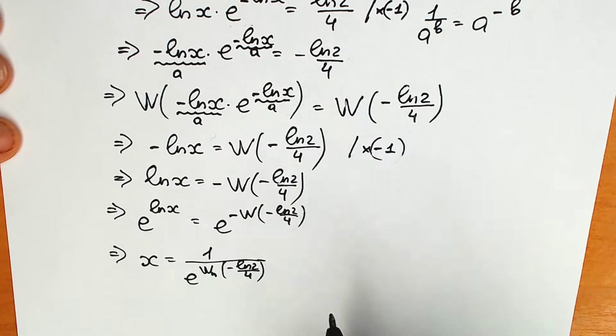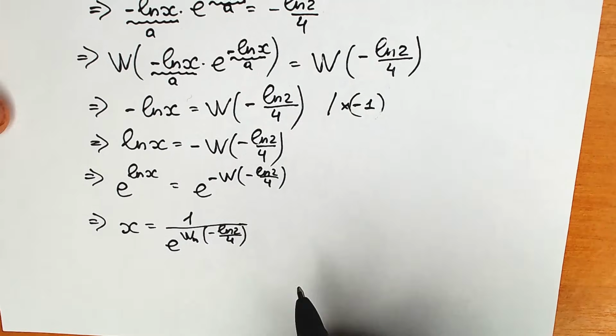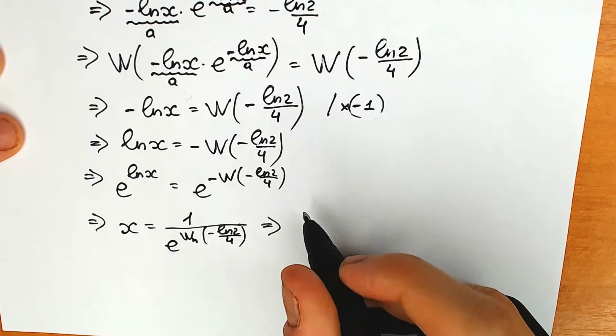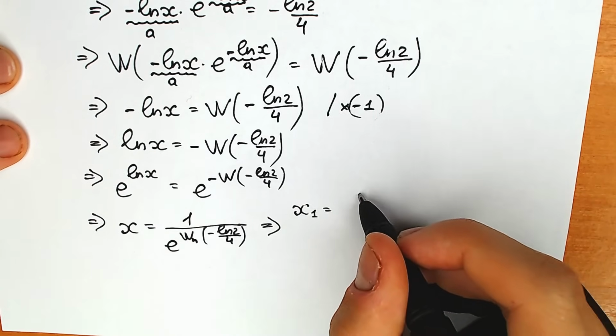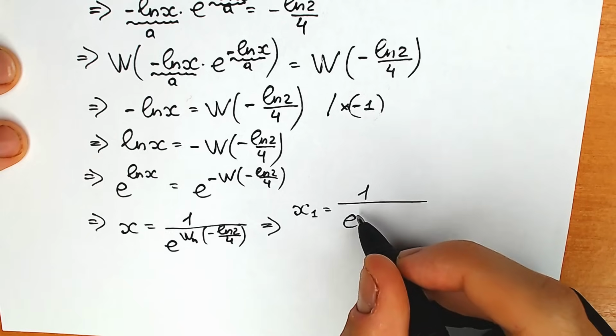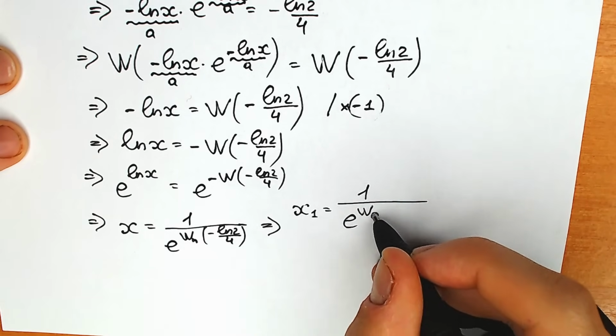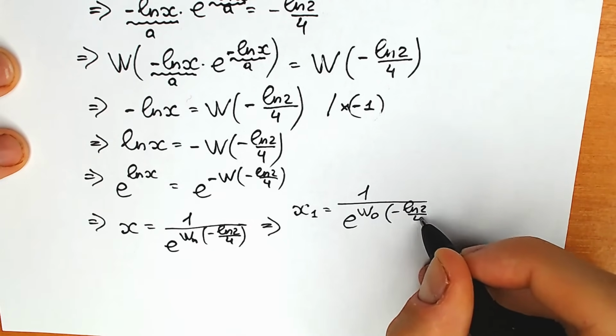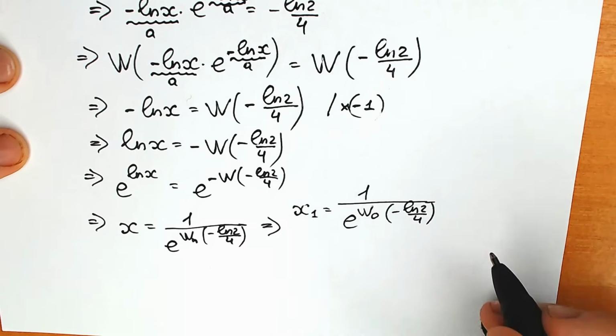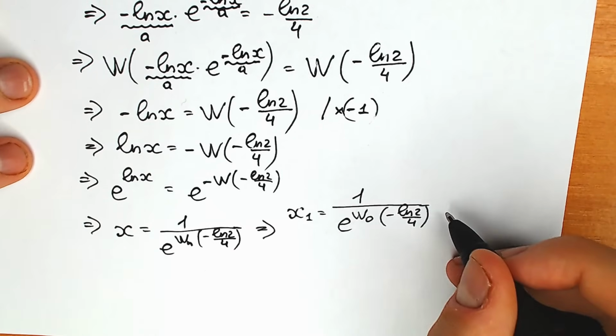So as a result, we have two roots. This expression gives us two roots. The first root, x first, equals 1 over e to the power Lambert W function with index 0 of minus natural log 2 over 4. This is our first root, and of course, if you're interested, I can find the approximate answer.